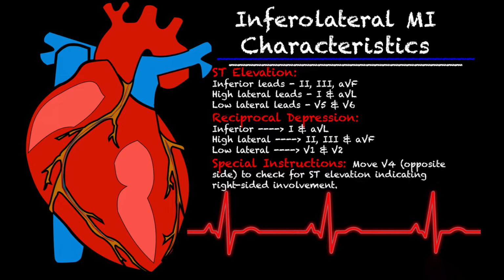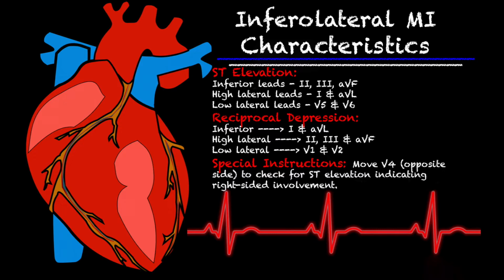So going into the reciprocal depression of those, in your inferior, you can expect to see reciprocal depression in AVL and lead 1. In your high laterals, you can expect to see reciprocal depression in leads 2, 3, and AVF, and your low lateral, you can expect to see reciprocal depression in your septal leads, V1 and V2.